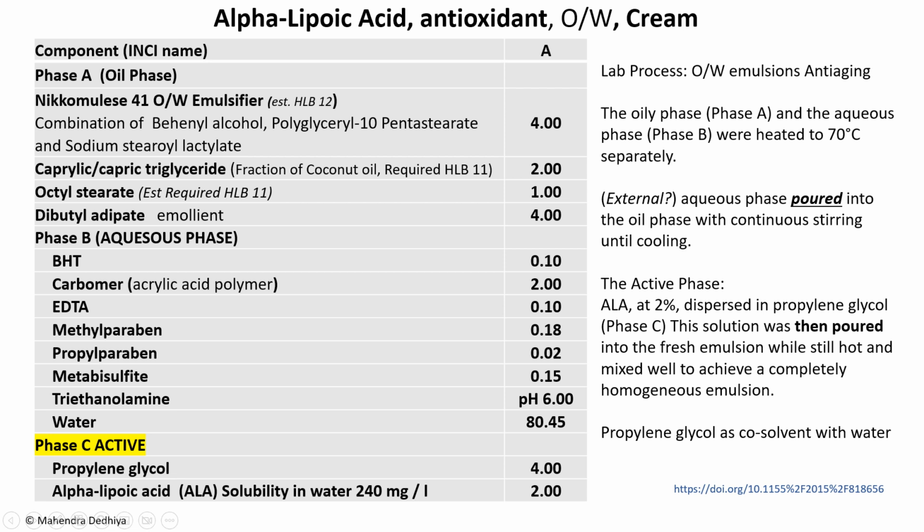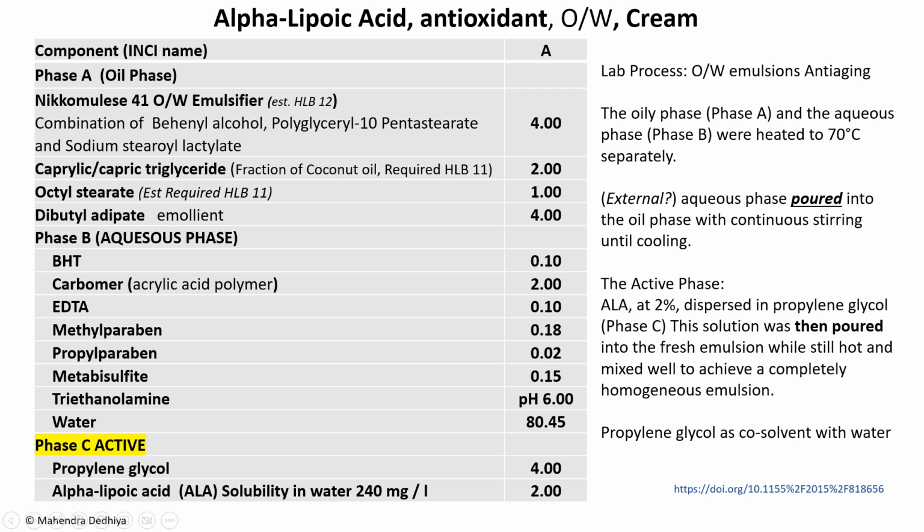It is unusual to see the continuous phase poured into the dispersed phase with continuous stirring. However, that is what the authors have described. In general, we prefer to add the dispersed phase, in this case oil, into the continuous phase. The active phase is dispersed into propylene glycol and then added to the fresh emulsion, and then it is mixed well to achieve a homogeneous mixture.